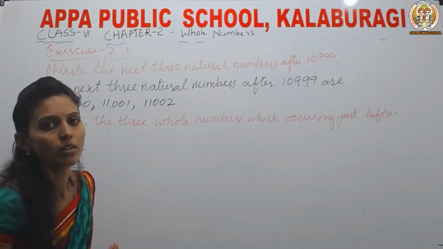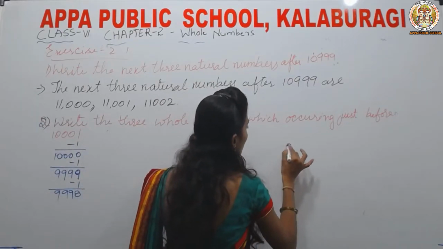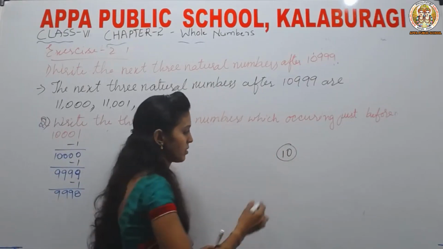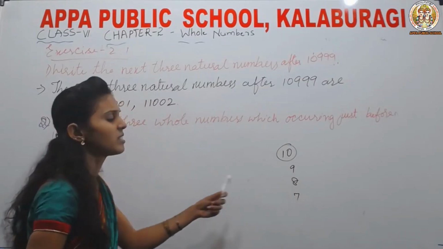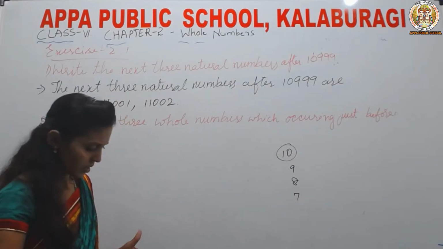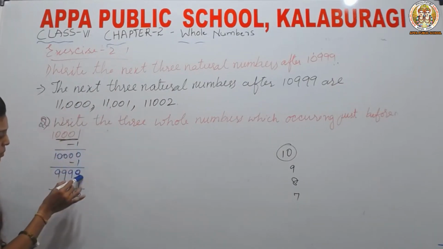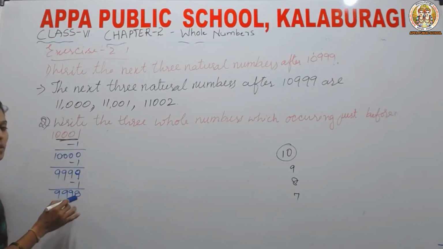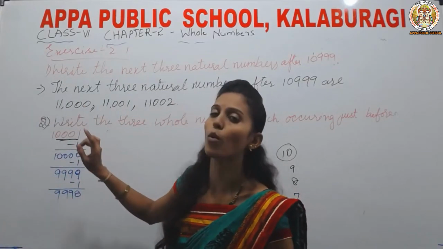Okay, just before. See, 10 is a number. What are the three numbers just before this? 9, 8, 7, right? Just like this only, but these are bigger numbers. So these three are the numbers: 10,000, 9,999, 9,998. These are the numbers which occur just before.